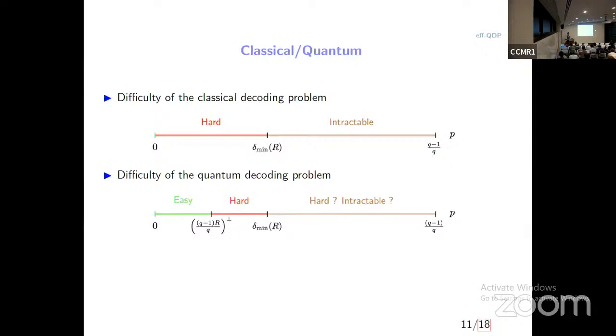And there is this regime where, right now, as I said, we don't know. But now I'm going to explain that you can go beyond this. You can actually solve this quantum decoding problem way beyond this information theoretic limit that you have here.